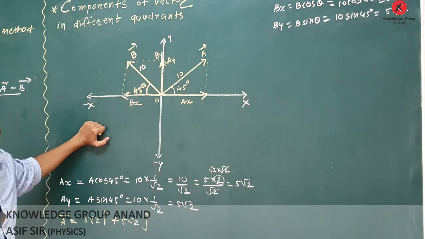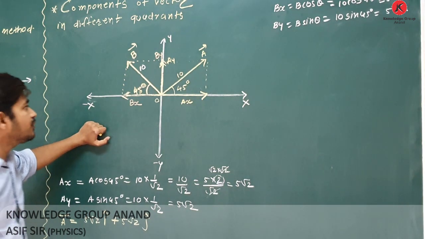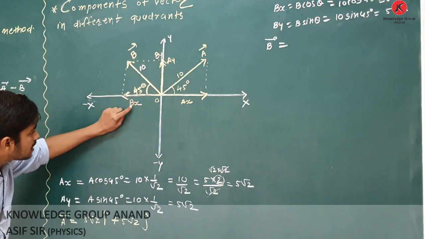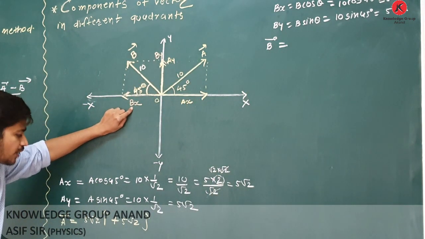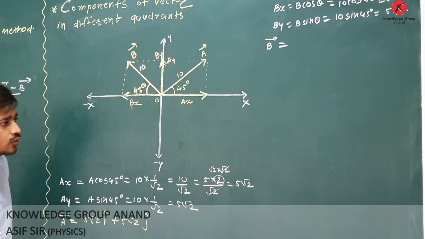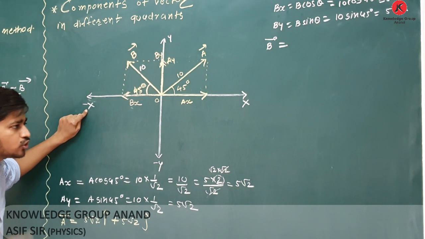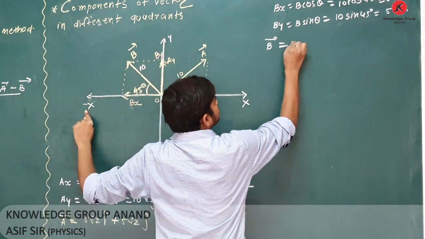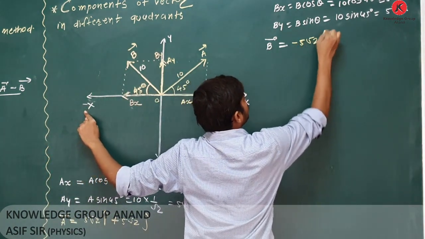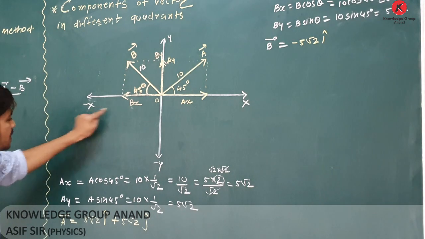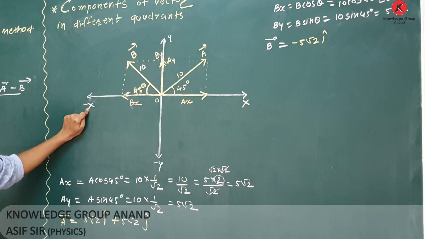But now, how to write this vector? See, vector B, how to write? Vector B is equal to bx. What is the value of bx? 5 root 2. But it is in which direction? Minus x-axis. Then I can write this as minus 5 root 2 i caret. Clear about this? Yes, bx is in the negative x direction, that's why I can write minus 5 root 2 i caret.